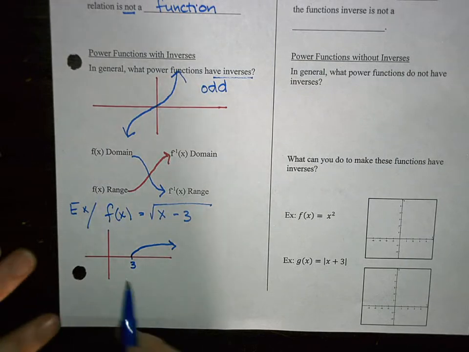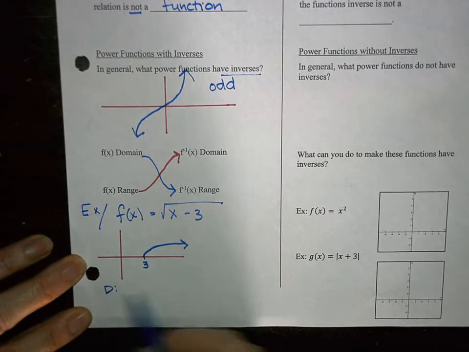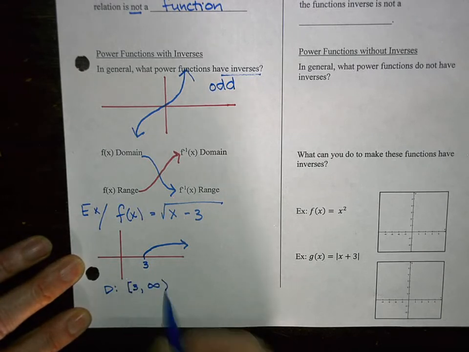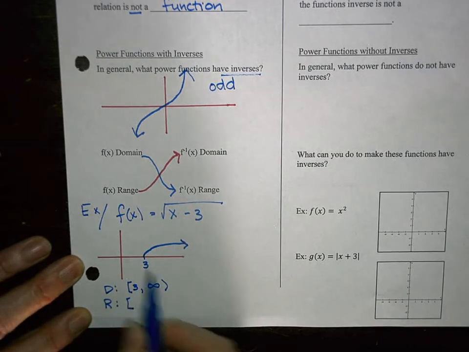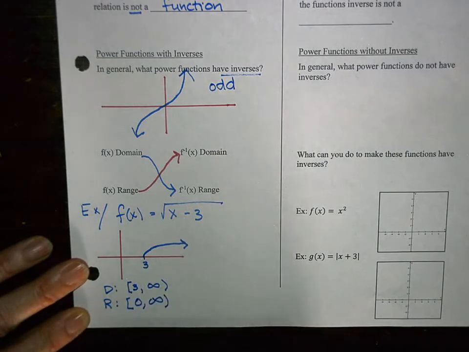Let's think about this function, what the domain and range are. The domain here, what are the x values? x is equal to 3 to positive infinity. The range is the lowest y value is 0, including 0, and goes to infinity.